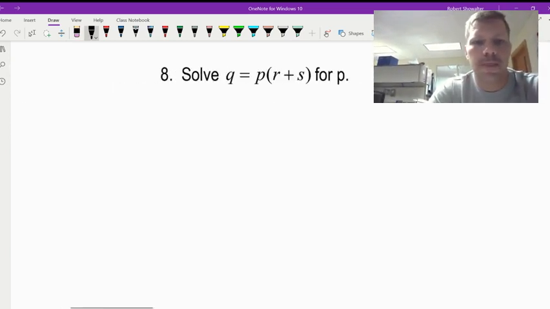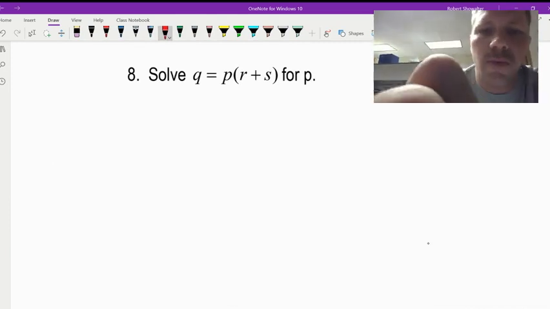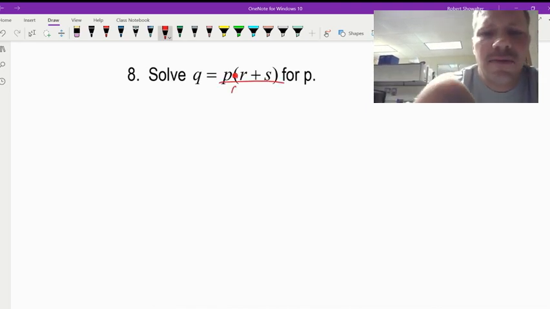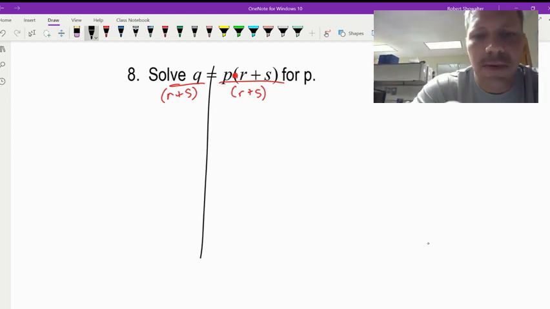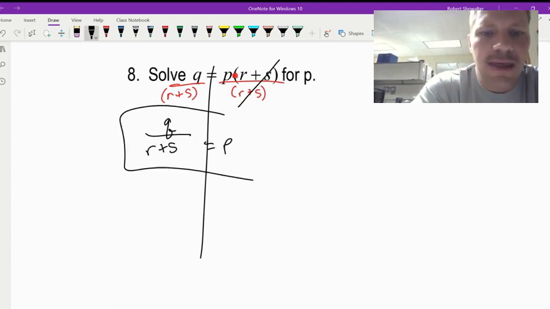Last one. Solve for P. Now this one's a little bit tricky, just like the one on the notes, where P is on the outside of a grouping of values. And remember on the notes when we distributed that, we ended up getting 2 P's, which is all messed up. But it's P times something, and to get rid of the thing that it's times, we can divide by that thing, whatever that thing happens to be, and that will cancel. So we get P equals Q divided by R plus S, and that is our answer.